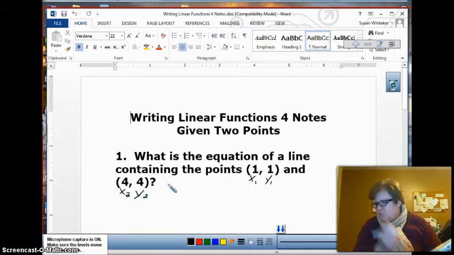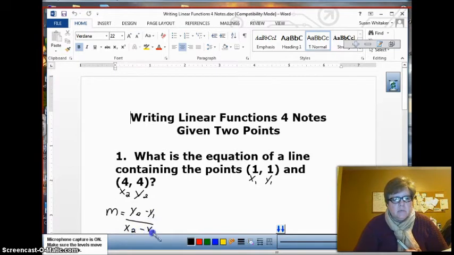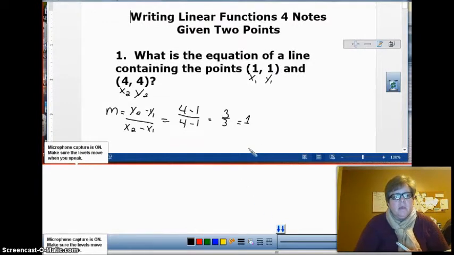Alright, next thing, it says using the slope formula, you find the slope. Okay, so m equals y2 minus y1 divided by x2 minus x1. So in this case, that's going to be 4 minus 1 over 4 minus 1, which is 3 over 3, or simply 1. Okay. So once I've got the slope, I go back to my chart, and it says substitute x1, y1, and m into the point slope form.